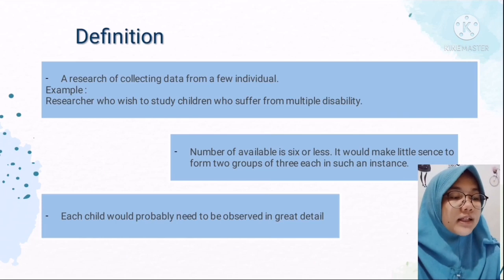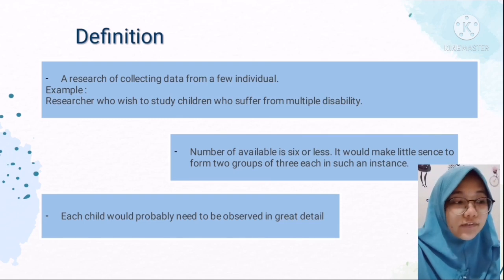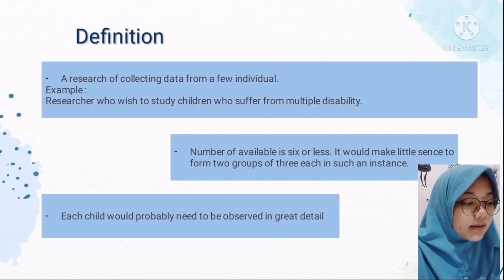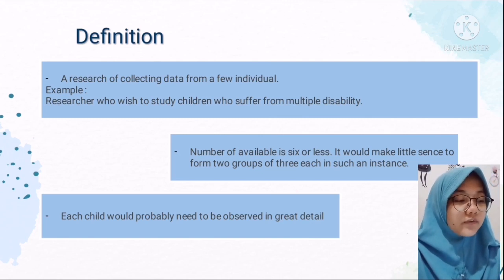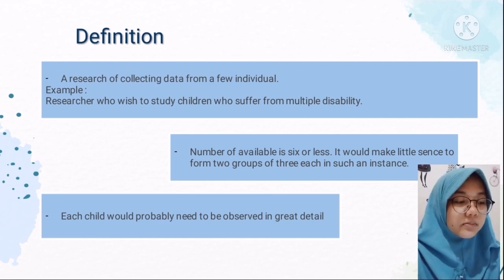Okay, here is research collecting data from a few individuals. For example, a researcher who wishes to study children who suffer from multiple disabilities, who are both deaf and blind, may have only a small number of children available to them. The number available is six or less. It would make little sense to form two groups of three each in such an instance, and each child will probably need to be observed in great detail.